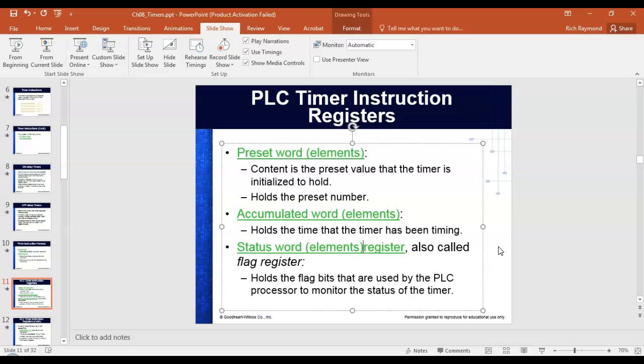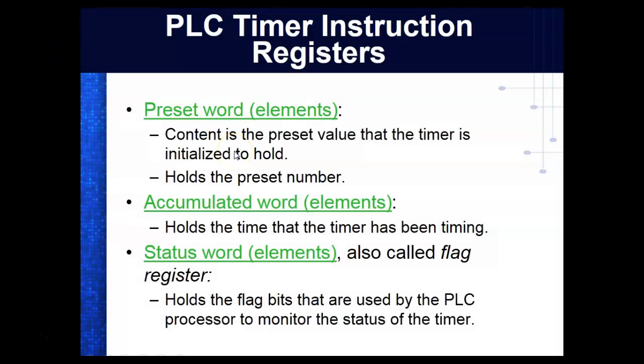So we have one called the preset. This contains the preset value that the timer is initialized to hold. Then we have one called the accumulator. This is the 16-bit register that actually holds the current time while it's timing. If we look at this, we'd actually see it moving while the program's running. And then we have the status word, which holds what we call flag bits that give us indications when things go wrong and things go right. It also tells us when the timer is timing.